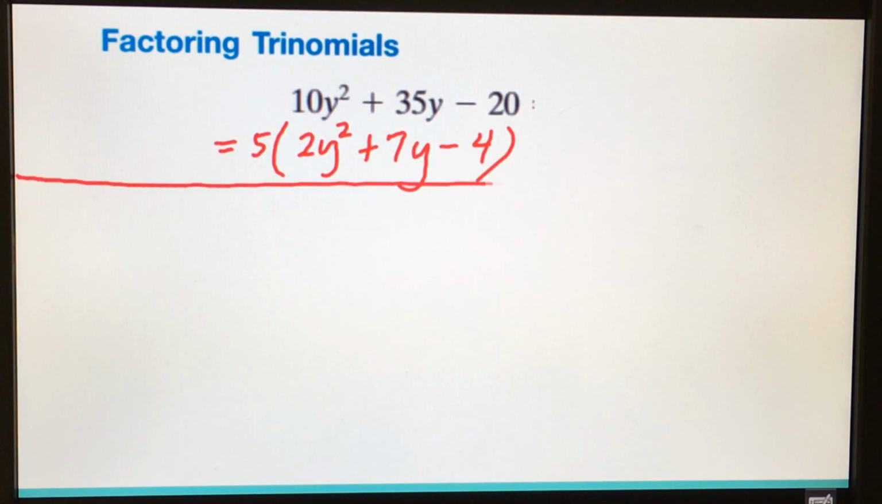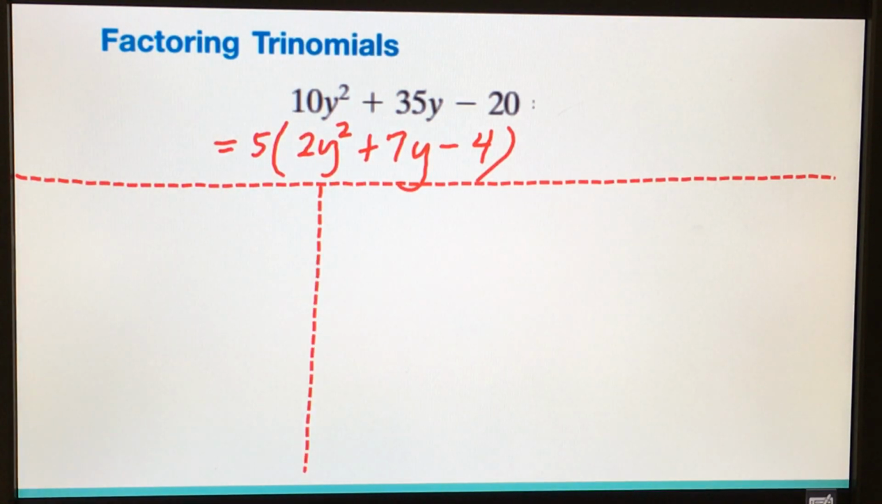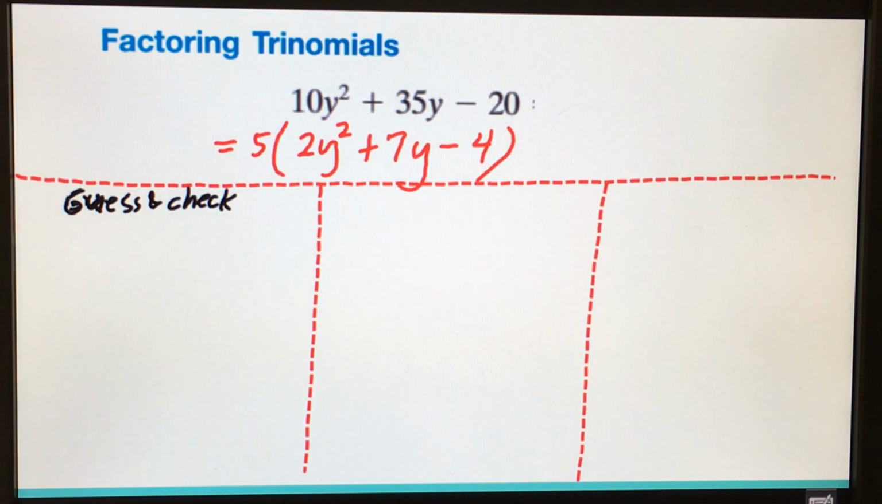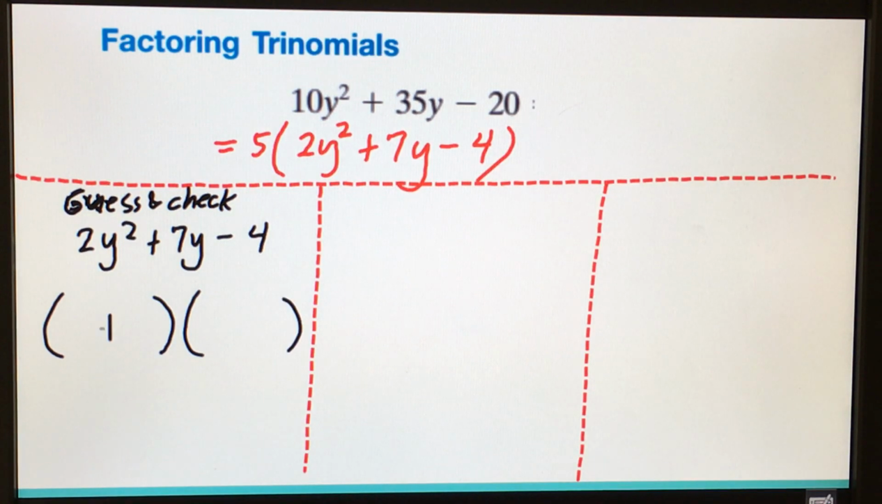Now I'm going to show you the different strategies on how to approach factoring trinomials. The first one that I'm going to show you is what we call guessing and checking. Guessing and checking involves just going back to unfoiling it. Know that the 2y squared plus 7y minus 4 comes from multiplying two binomials where 2y squared is the product of the first terms, 7y is the sum of the outer and the inner terms, and negative 4 is the product of the last terms.